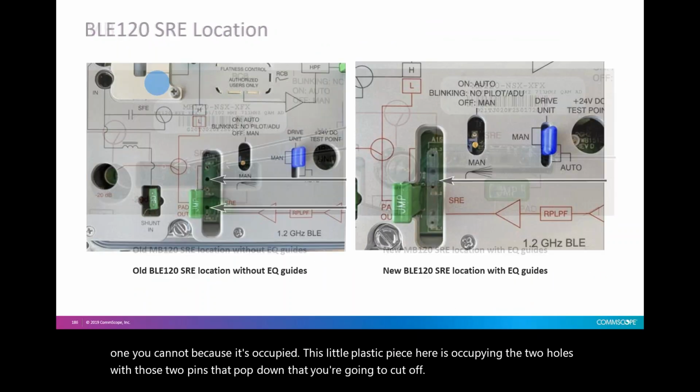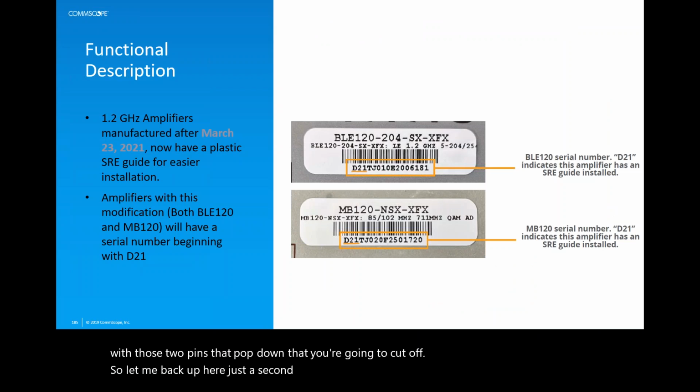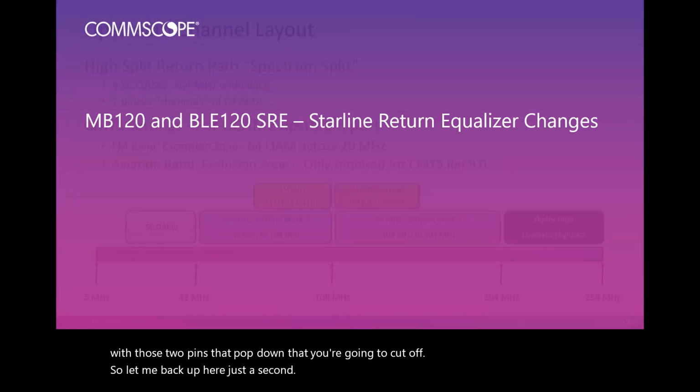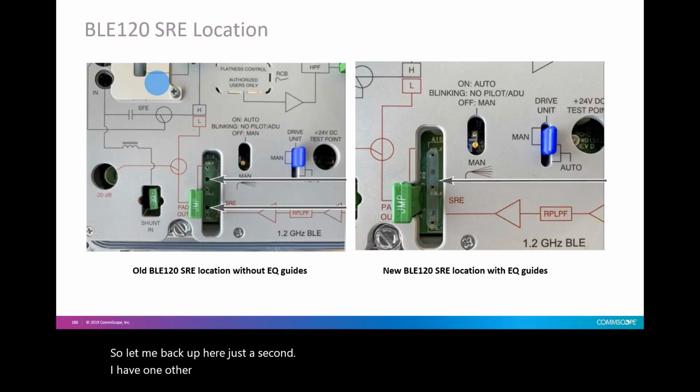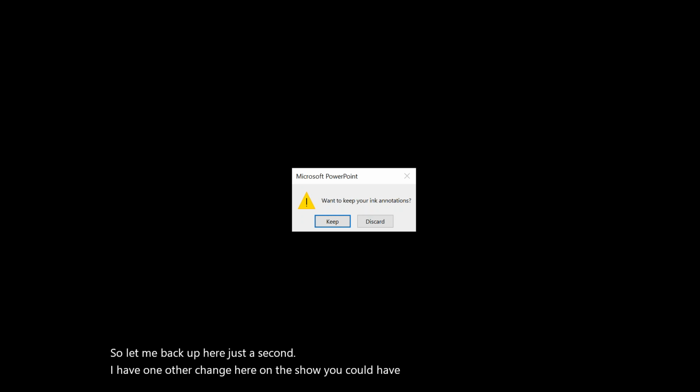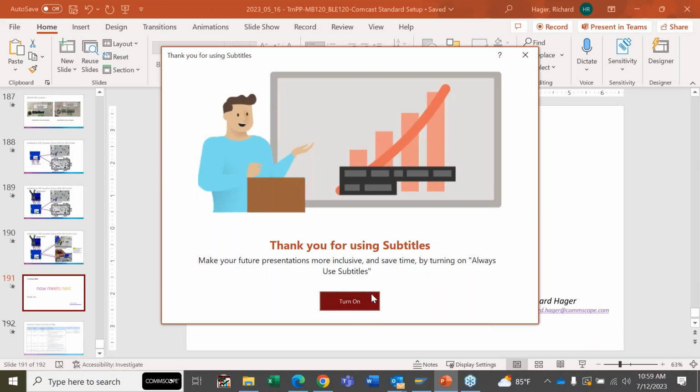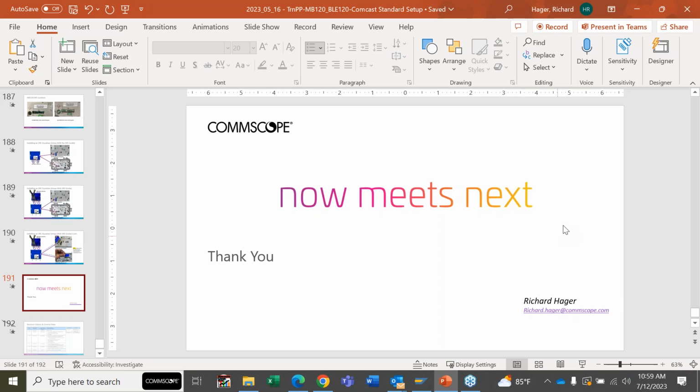So let me back up here just a second. I have one other change here. I'll show you. But there are two different line extender power supplies. Just be aware of the model number that you have. If you're a Comcast employee, still, yeah.